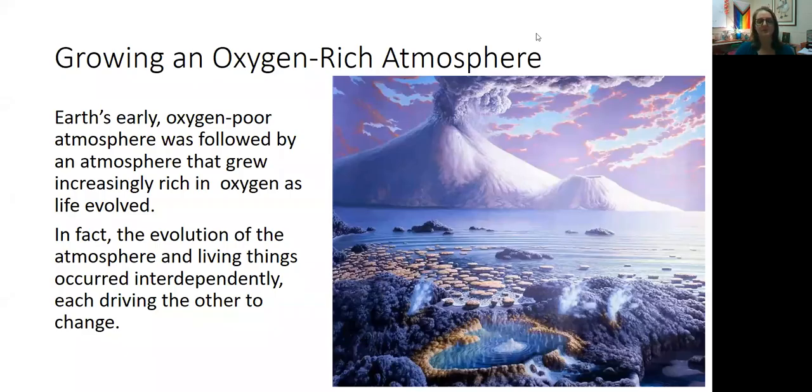How did we go from an atmosphere of basically no oxygen to an oxygen-rich atmosphere? We can thank the early life for that. We would not be able to breathe in oxygen if the very original life on Earth didn't learn to photosynthesize, didn't evolve to photosynthesize. Okay?